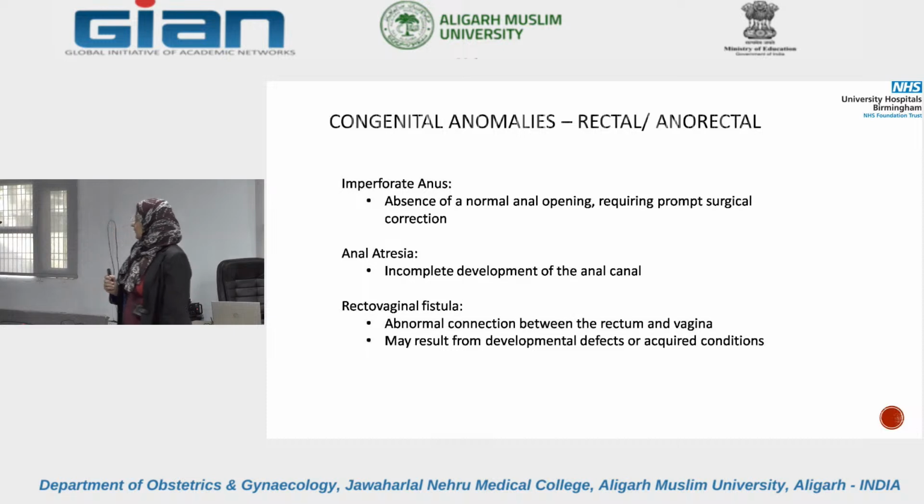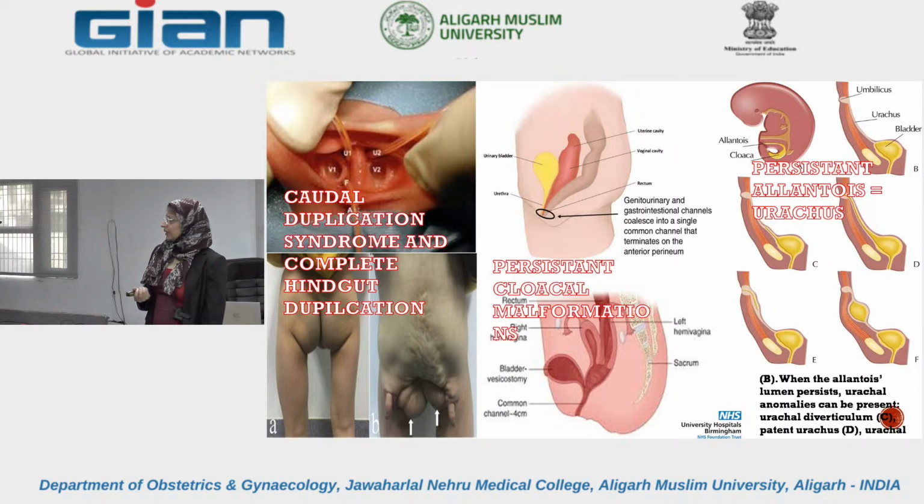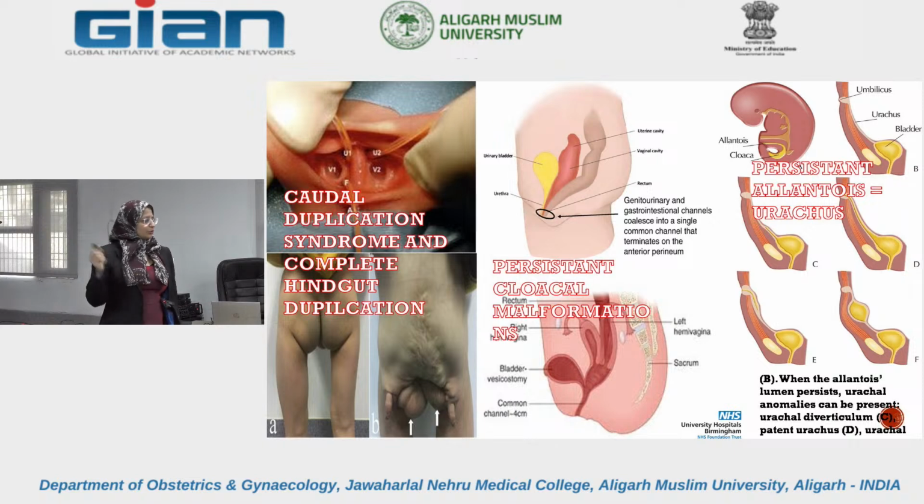So there is an abnormal connection between rectum and vagina, and it can develop from developmental factors or as an acquired condition. These are some of the pictures, and one interesting condition is caudal duplication syndrome, where everything is double: two uteruses, two vaginas, two cervices, and complete hindgut duplication. Does anyone know the association of caudal duplication syndrome? It's one of the commonest diseases in India.